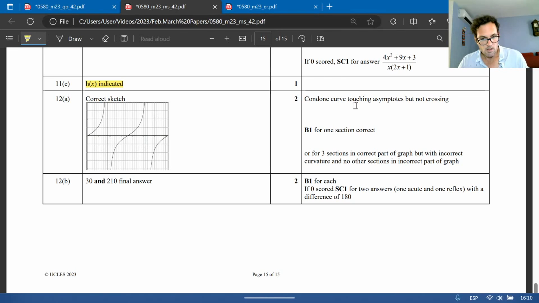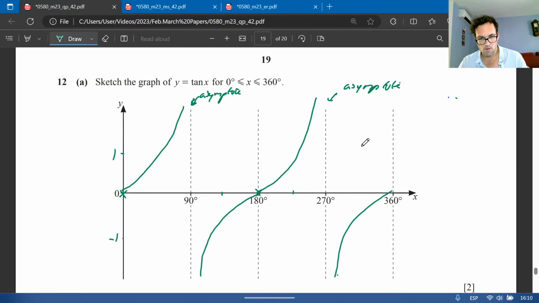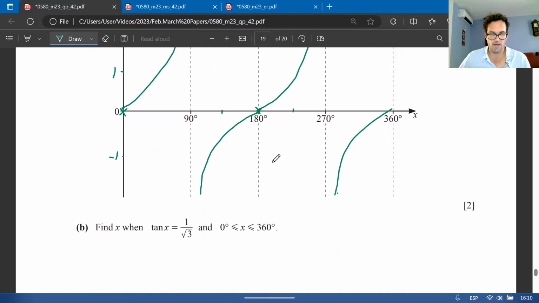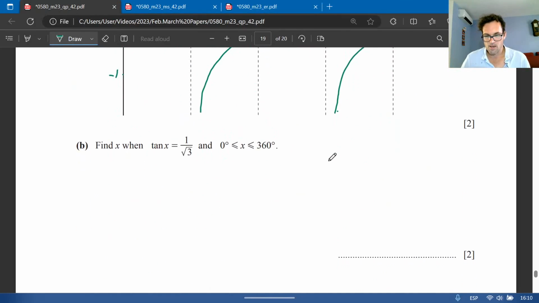So don't touch the asymptotes. Don't cross them. But that's the kind of shape you want to get full marks here. Study it. But if you forget, use your calculator to help you.